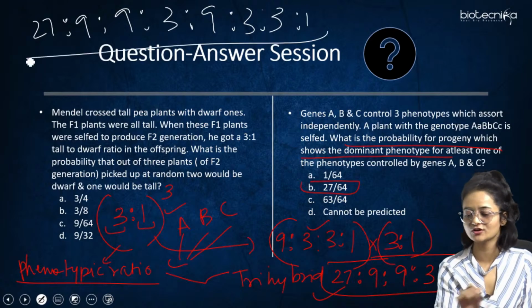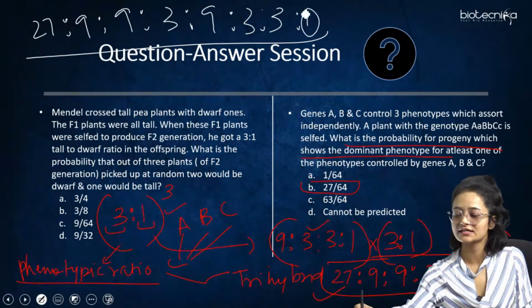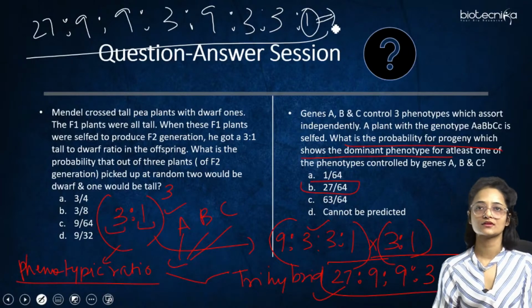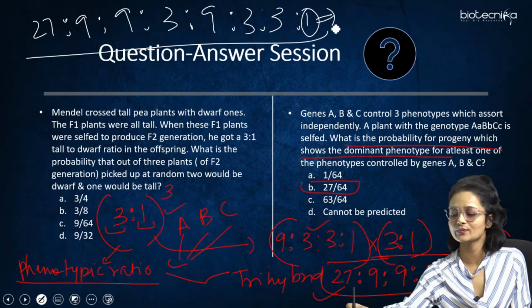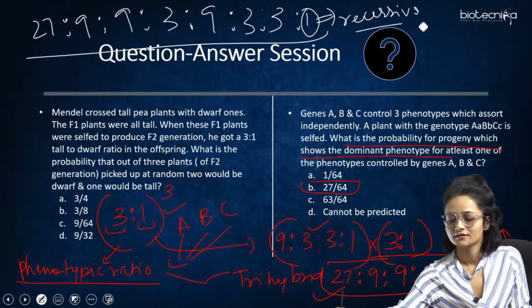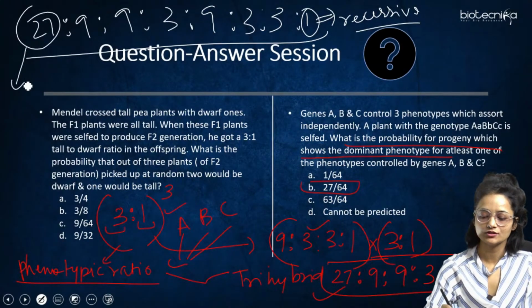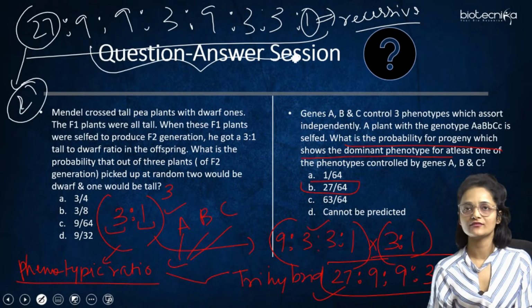This is the phenotypic ratio for the trihybrid cross, right? Here you can see there is only one trait which is in recessive form. This would be the recessive one. This would be in complete dominance, 1. 27 would be in complete dominance, right? And these would be lying somewhere in between.